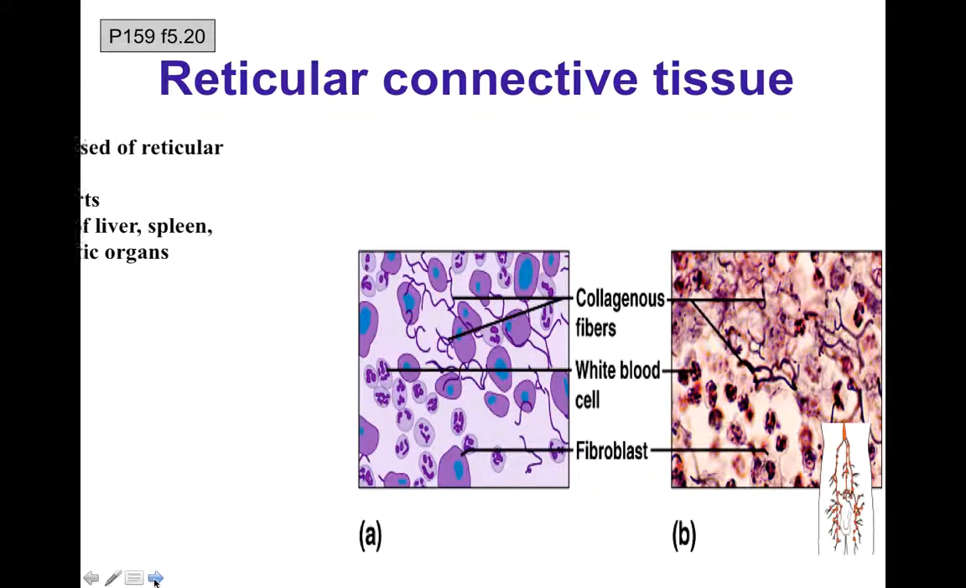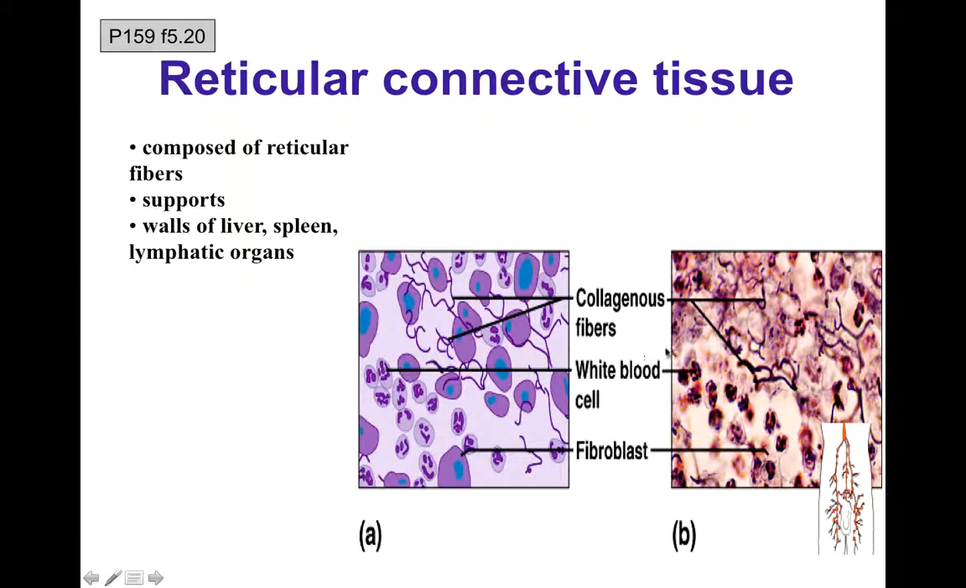Reticular connective tissue has lots of reticular fibers, and you can see some of those very thin collagenous fibers in there. Reticular connective tissue helps to divide up the different parts of the liver, spleen, and our lymph nodes.